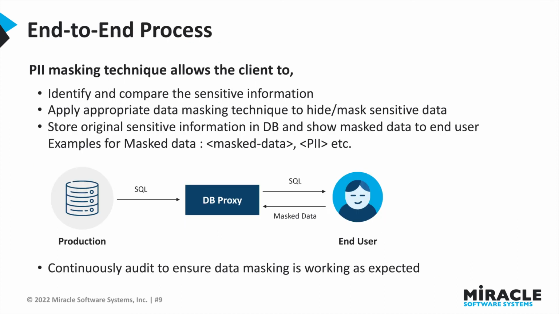Coming to the end-to-end process of PII masking. After applying masking techniques to sensitive data, the original information is stored in the database while the masked data is shown to the user. An authorized person can view the original data content from the database whenever it is required, and the masked data can be represented with stars, asterisks, or dots or any other customized text to the user.